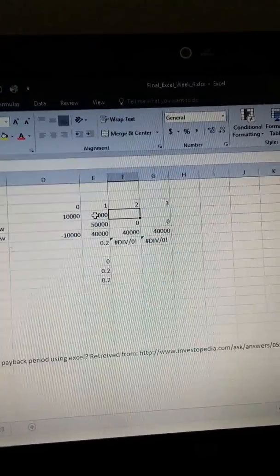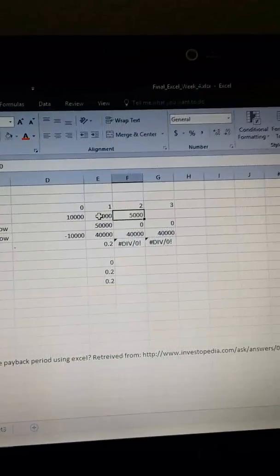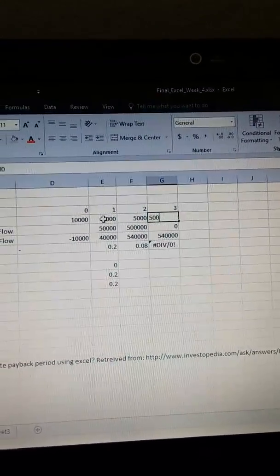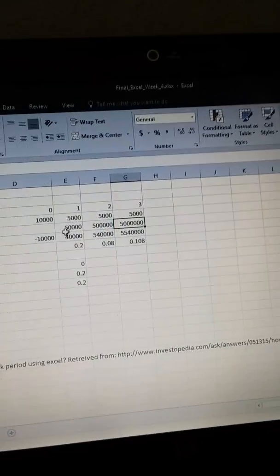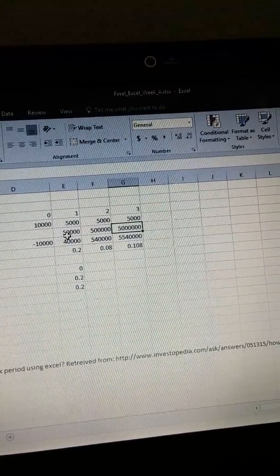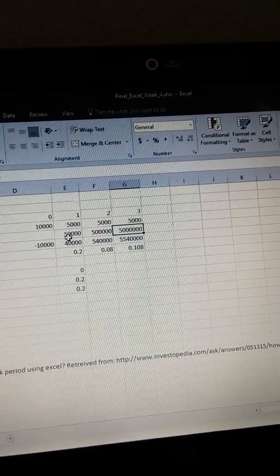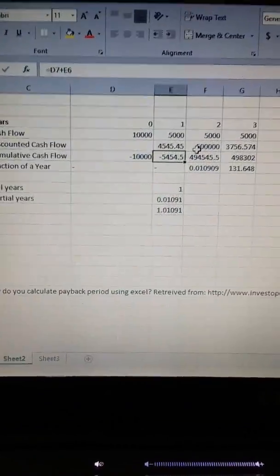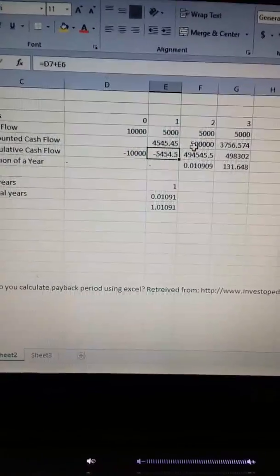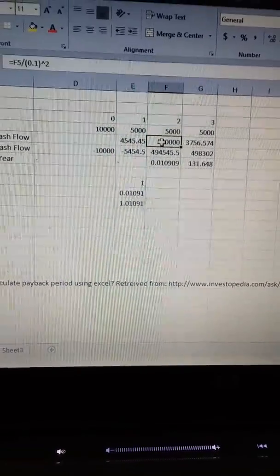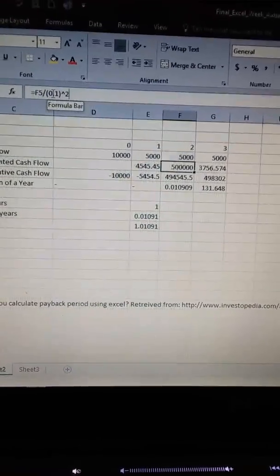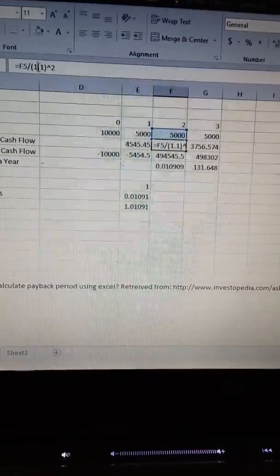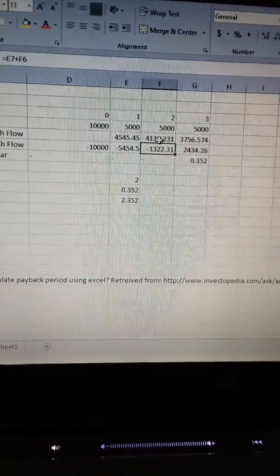In our second year, we have 5,000. And in our third year, we have 5,000. And so as you can see, we have our totals. But as you can see, this 0.1 representing our 10% needs to be a 1.1 in order to discount the cash flows properly.